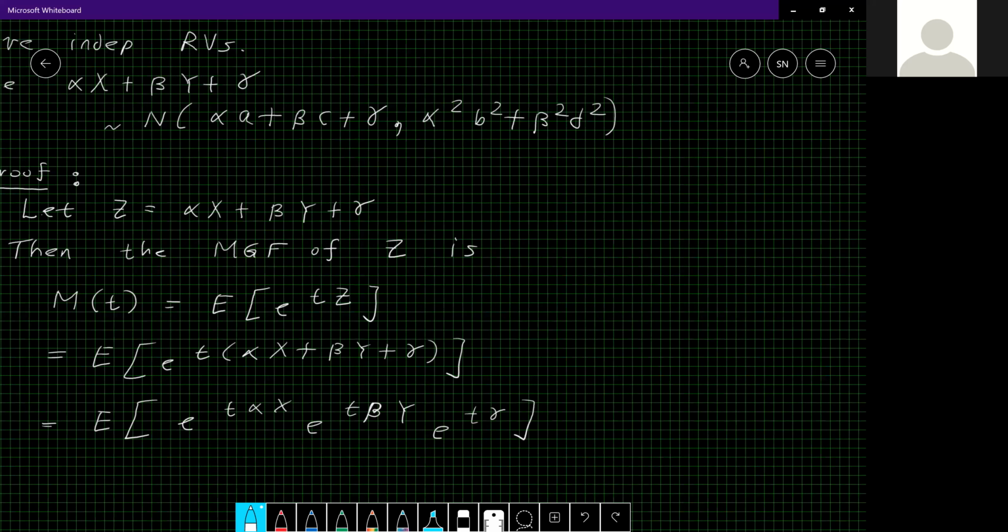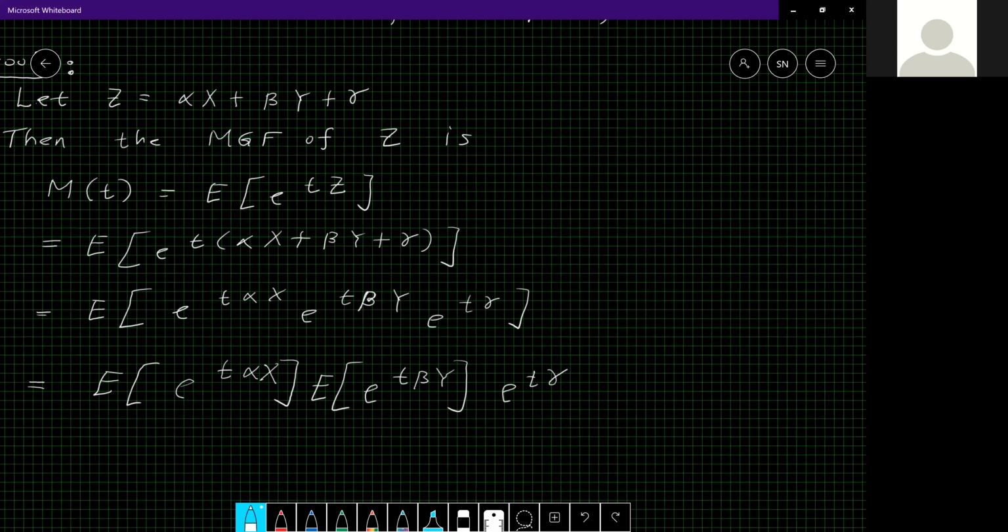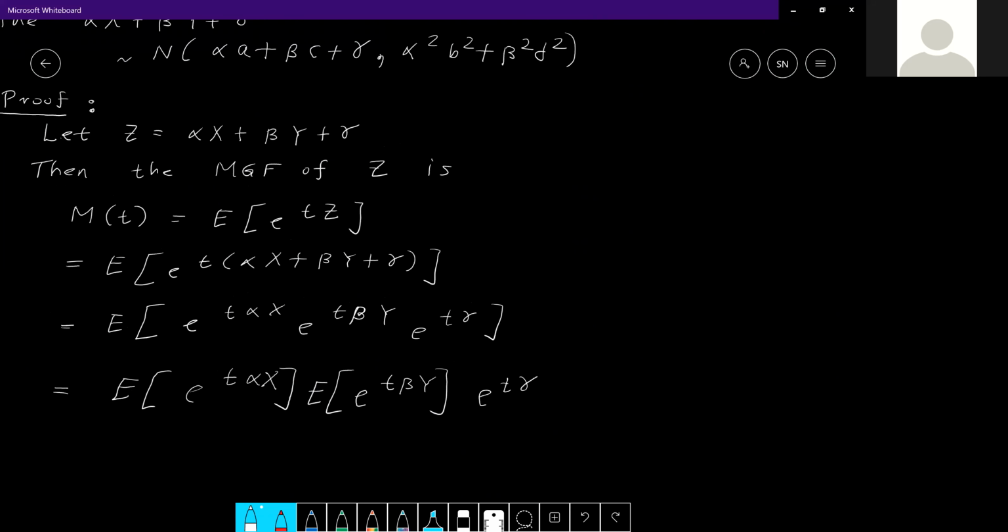Now because X and Y are independent random variables, in this step I'm using independence of X and Y. Because X and Y are independent variables, you can say that.